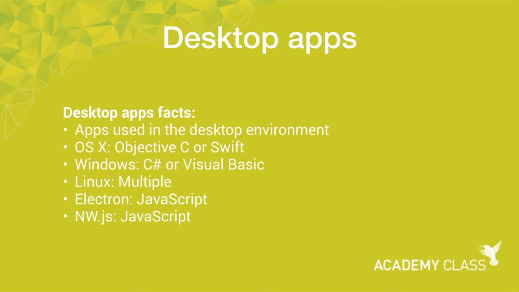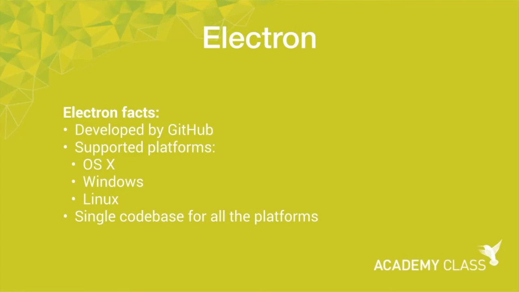So Electron and NW.js. First of all, Electron. It is developed by GitHub. It supports the three major platforms, and you use a single code base for all the platforms. GitHub is quite a large company, so you can be sure that the development is really strong and the developers are really experienced. What's especially cool about this project is that GitHub made it because they had to.